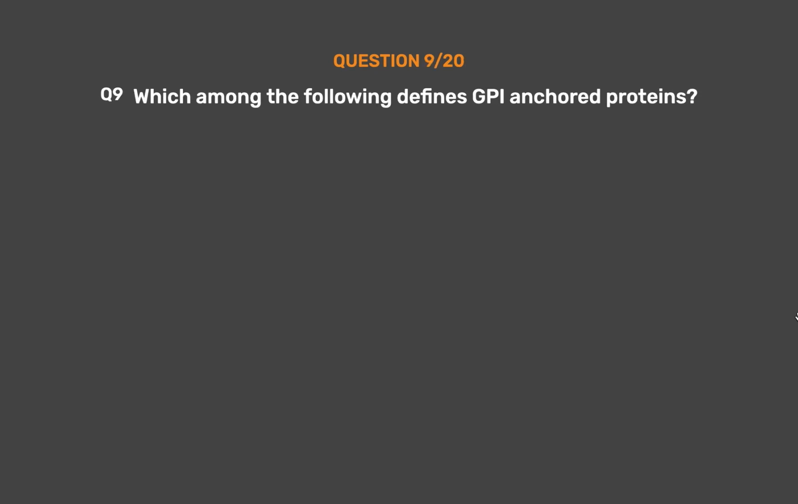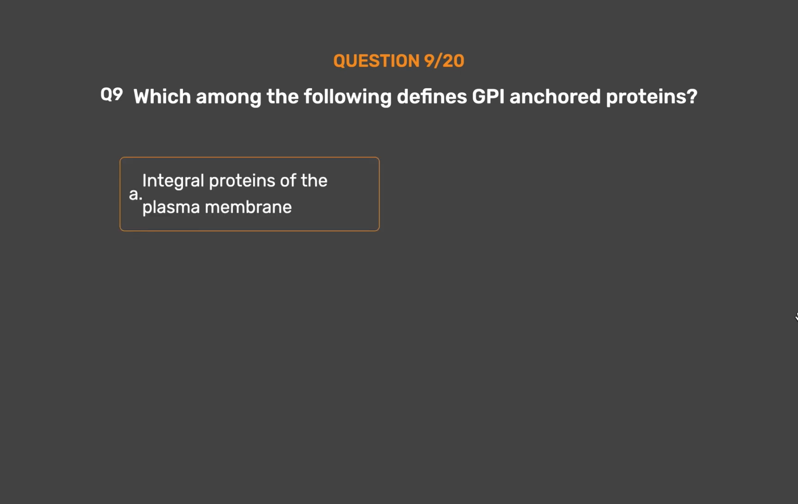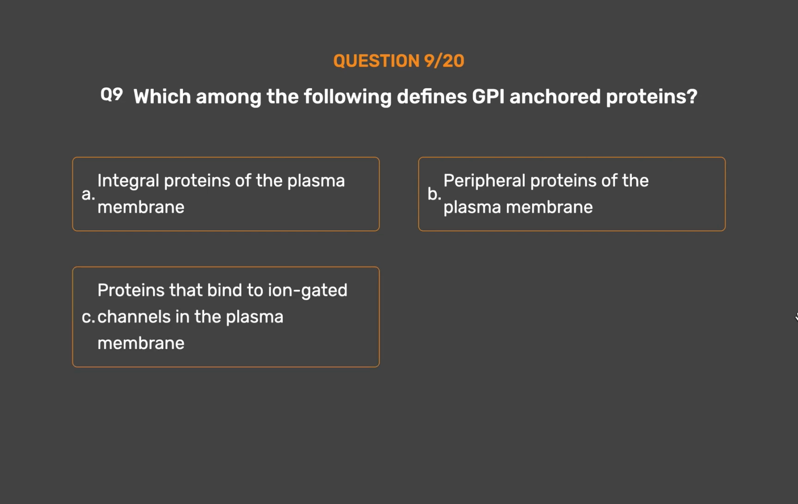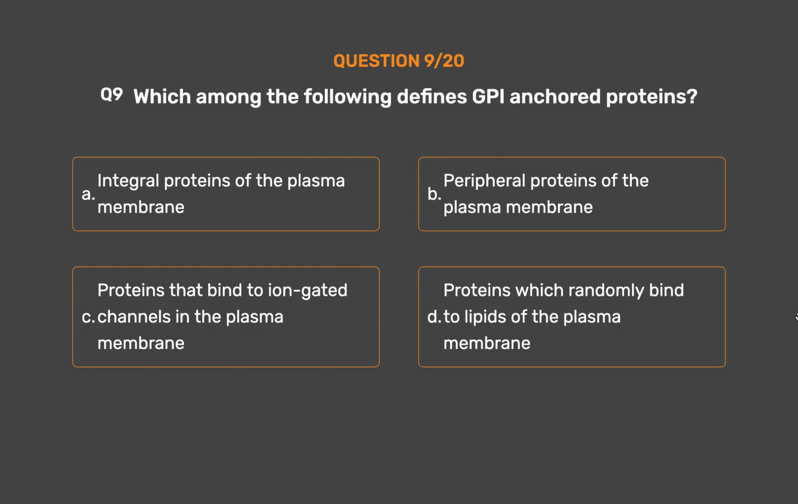Question number 9. Which among the following defines GPI-anchored proteins? Option A. Integral proteins of the plasma membrane. Option B. Peripheral proteins of the plasma membrane. Option C. Proteins that bind to ion-gated channels in the plasma membrane. Option D. Proteins which randomly bind to lipids of the plasma membrane. The correct answer is Option B.